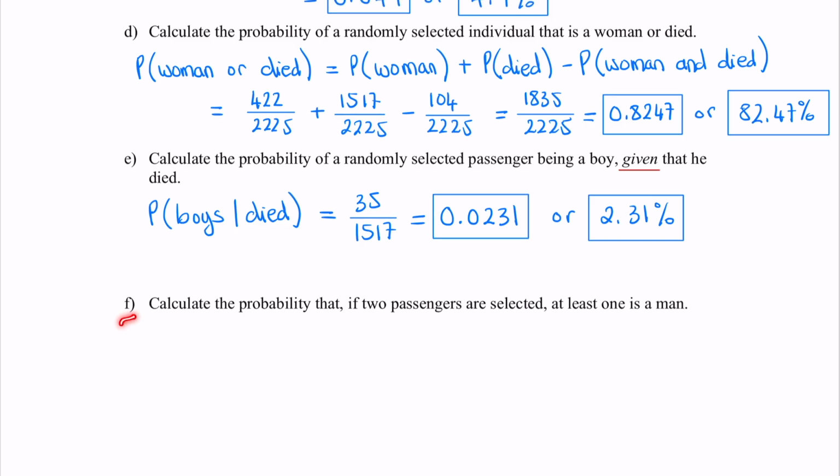And finally, part F. Calculate the probability that if two passengers are selected, at least one is a man. This is an at least one problem, and those are often easier to solve with the complement rule. So step one, we'll find the probability that neither passenger is a man. There are two passengers, and we want to find the probability that none of those is a man. So we are going to take the probability that the first one is not a man, multiplying by the probability that the second one is also not a man.